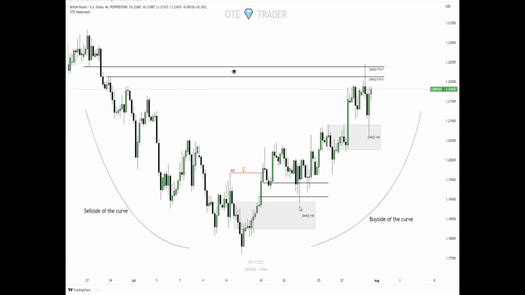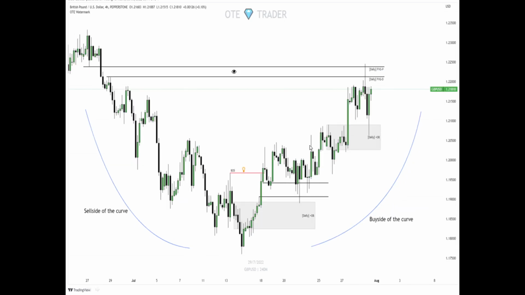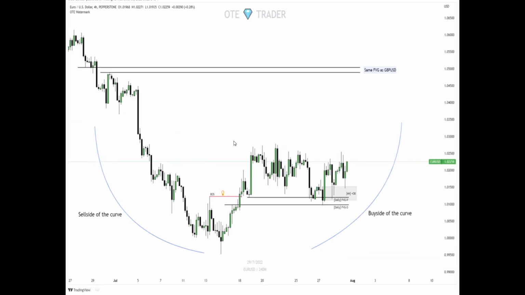Price dipped one more time, a little bit deeper into the daily order block to grab the last orders and started to push up. So now, let's go to the next one.